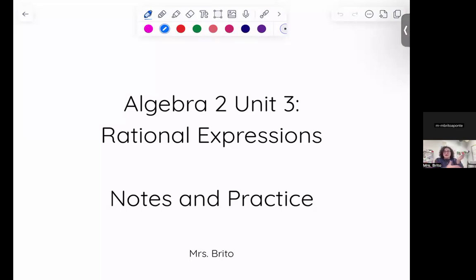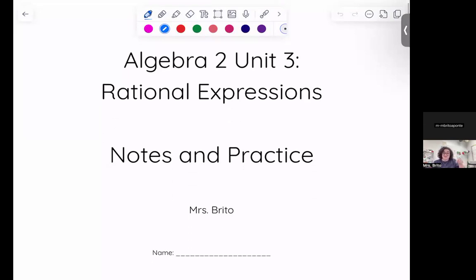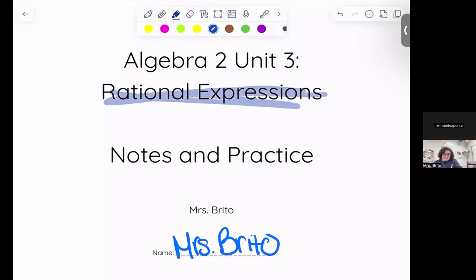Welcome to Algebra. You should have this packet right in front of you right now. It's white, it's brand new, and you're going to put your name on it. Make sure your name is on it. My name is Mrs. Brito, so I am going to write Mrs. Brito on it. What we're talking about this unit is rational expressions.